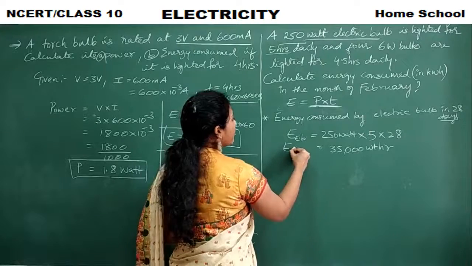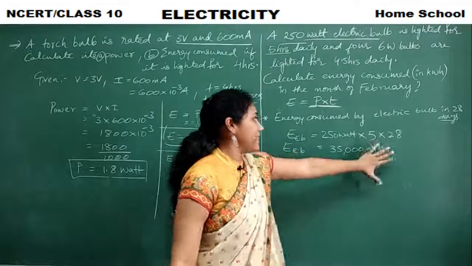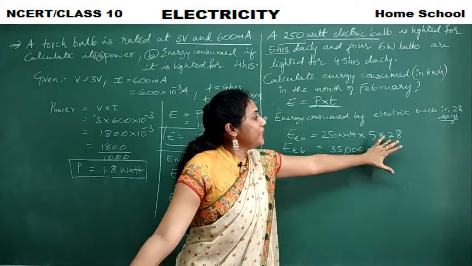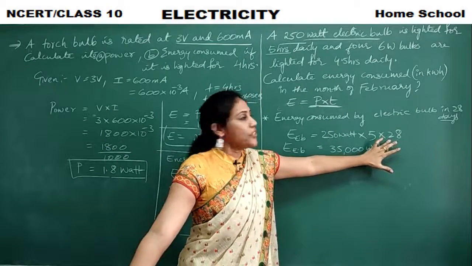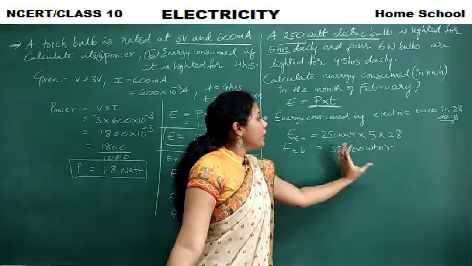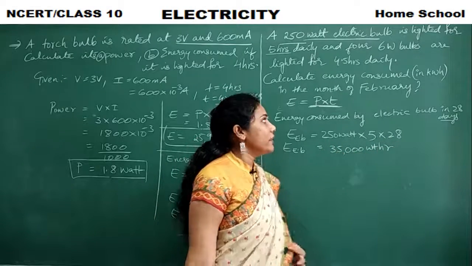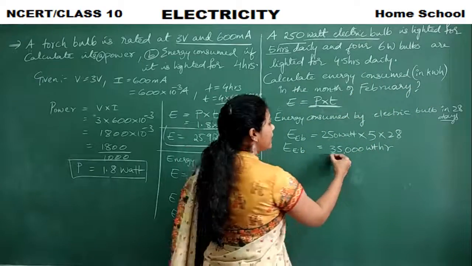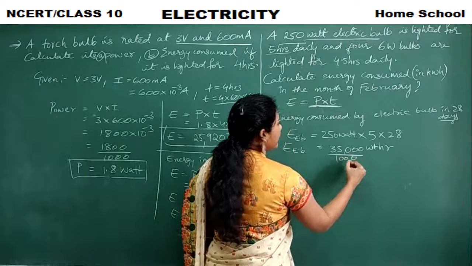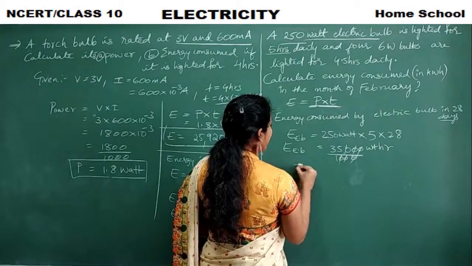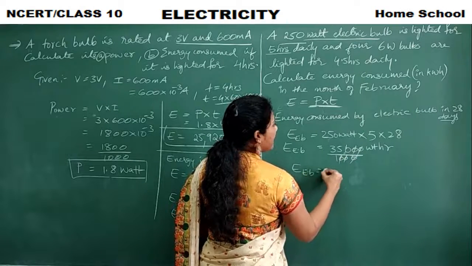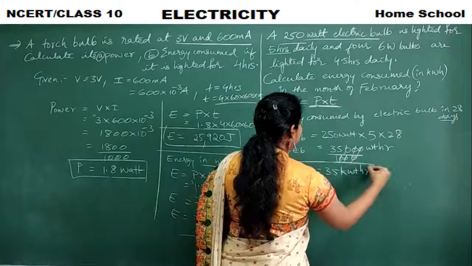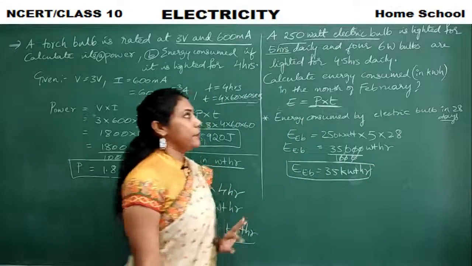So energy consumed by electric bulb in 28 days. See, power into time, right? Power is 250, time is 5 hours, but how many days it is burning? February month they asked, 28 days. So 5 into 28. Altogether you will get 35,000 watt hour. They said to find in kilowatt hour, no? Convert watt hour in kilowatt hour. Just divide by 1000. What do you get? You would get energy consumed by electric bulb is equal to 35 kilowatt hour. So this is the energy consumed by electric bulb.